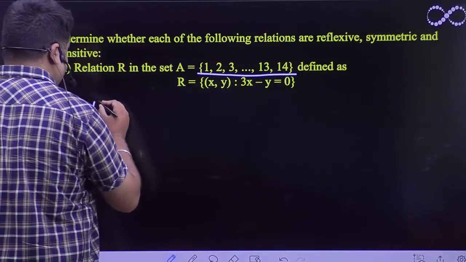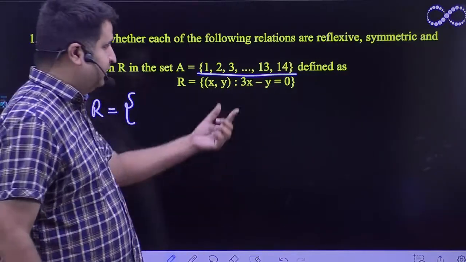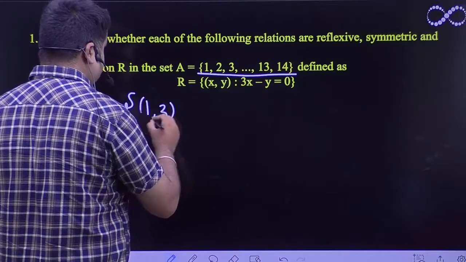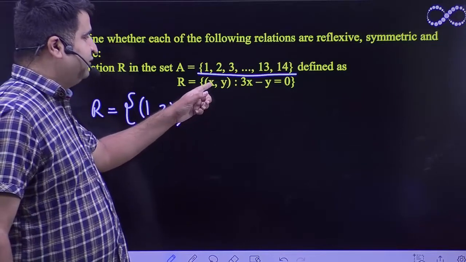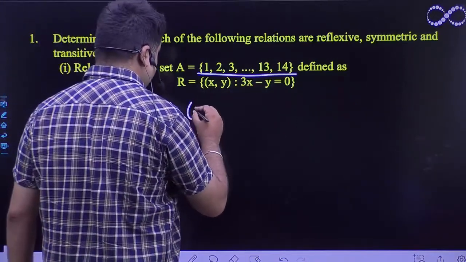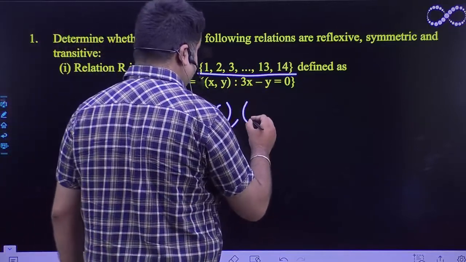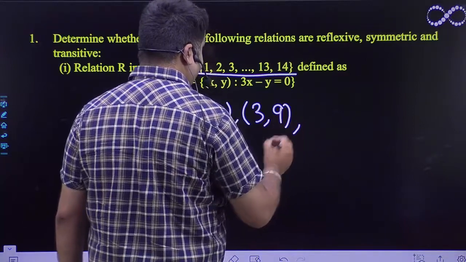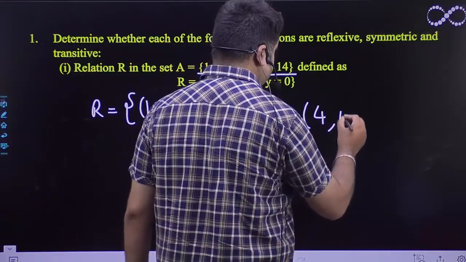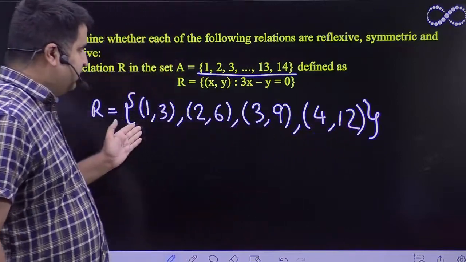So let's see. First we have, if x is equal to 1, then y will be equal to 3, because 3x is equal to y in this case. So therefore 1 comma 3 will be in this relation. Similarly, we have 2 comma 6, since if x is equal to 2, then y is equal to 6. Similarly, if x is equal to 3, y will be equal to 9. We have 3 comma 9. And finally, if x is equal to 4, then y is equal to 12. So we have 4 comma 12. There are no possible pairs available except these 4.